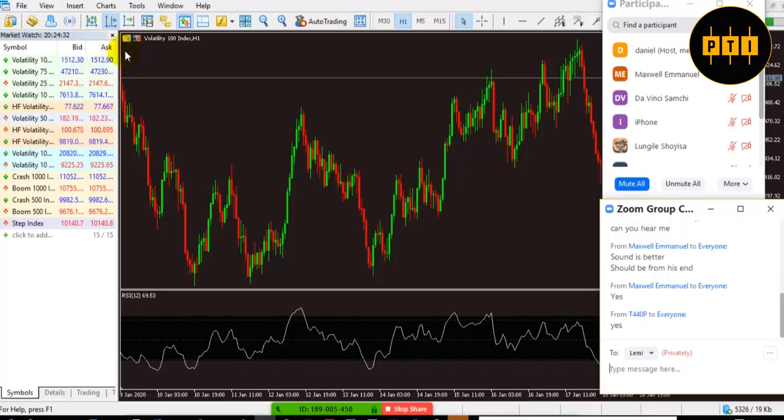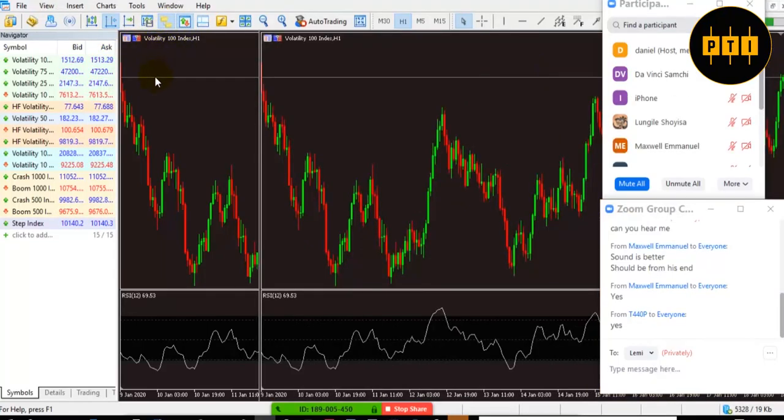So if here it's indices, maybe I have to change and open currencies just to make an example, although the market is closed. I'll make an example with currencies, because it's not all of you who trade indices. So I'll make an example with something that makes sense.